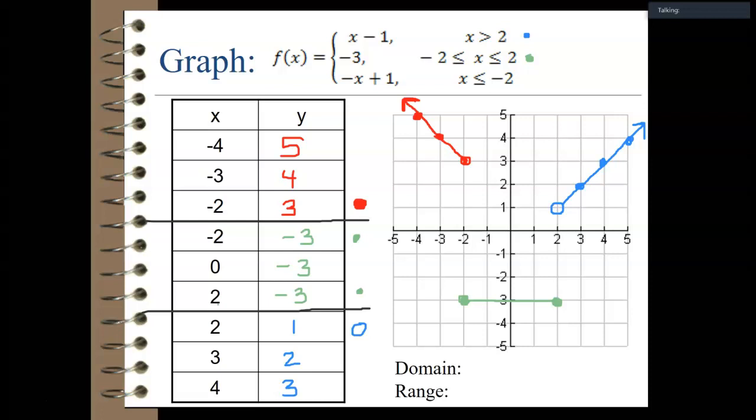What is my domain? Does every x value have a point in this equation? Yeah. So therefore, my domain is, no trick question, all reals.